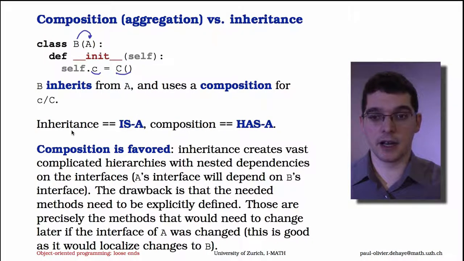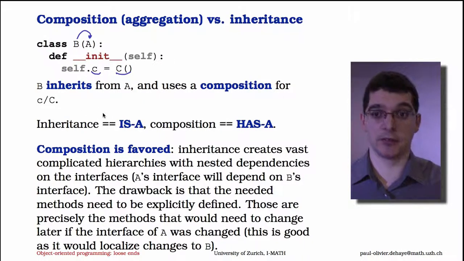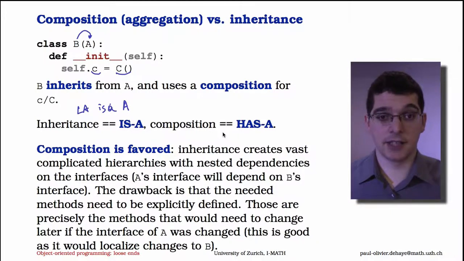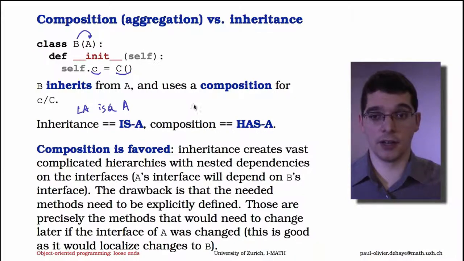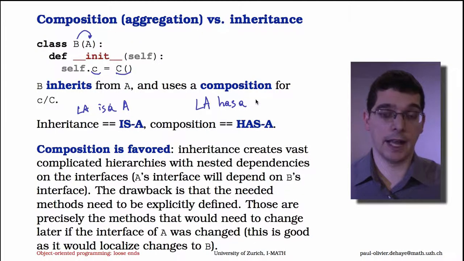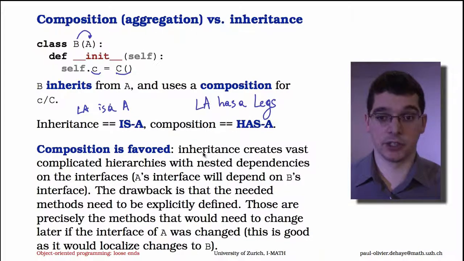So you should think of inheritance as applying whenever you have an is-a relationship. So a land animal is an animal. Okay, so the class land animal should inherit from the animal class. Now, composition is usually associated to a has-a relationship. So, for instance, a land animal has a leg. Okay, so if I had the class legs, then a land animal would use legs by composition.